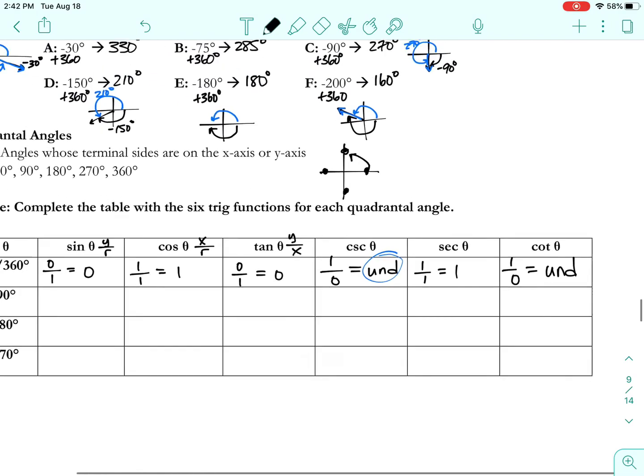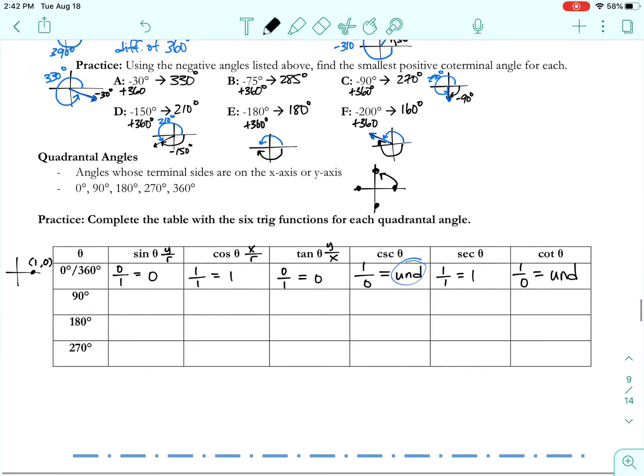We're actually going to have a lot of undefineds in this chart. So just beware of that, but always write undefined. Don't leave it as a fraction with 0 in the denominator. Just go ahead and say undefined. We're going to be using that a lot this semester.